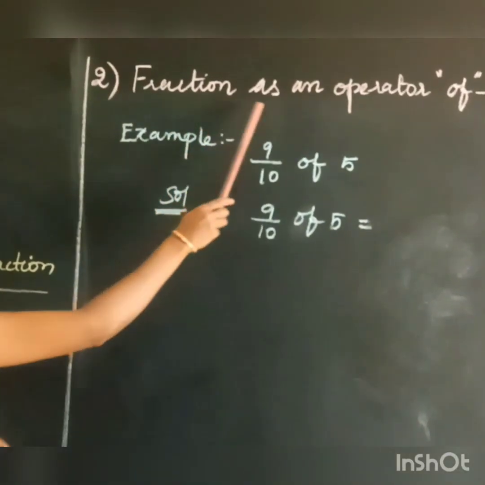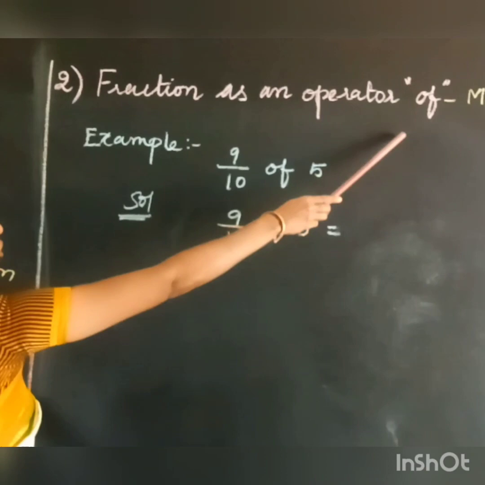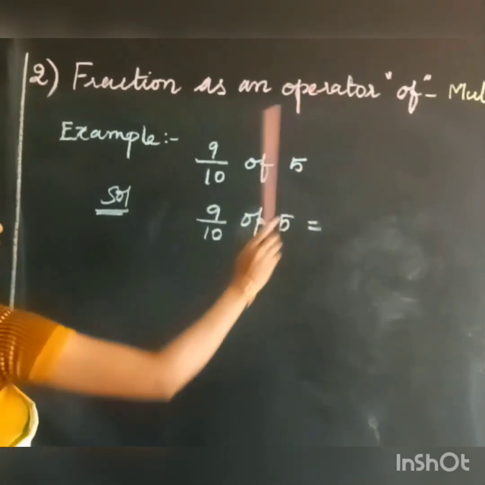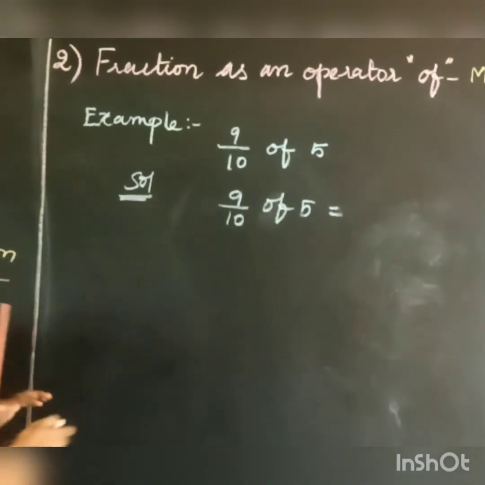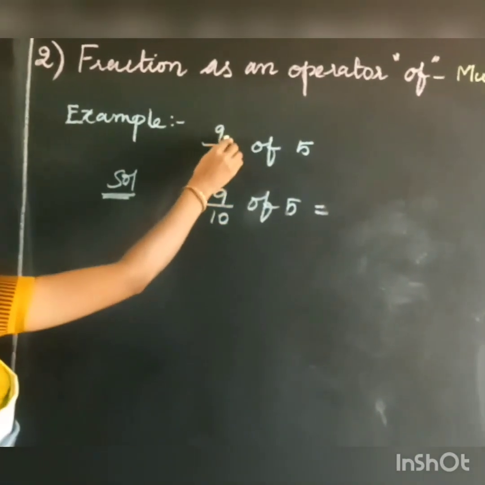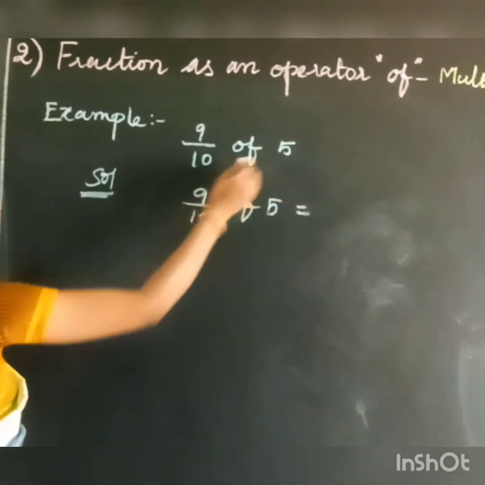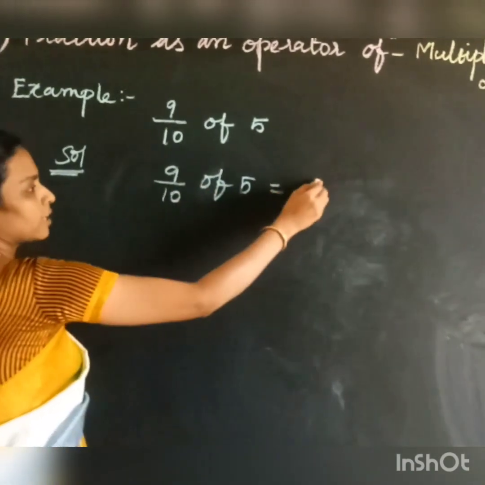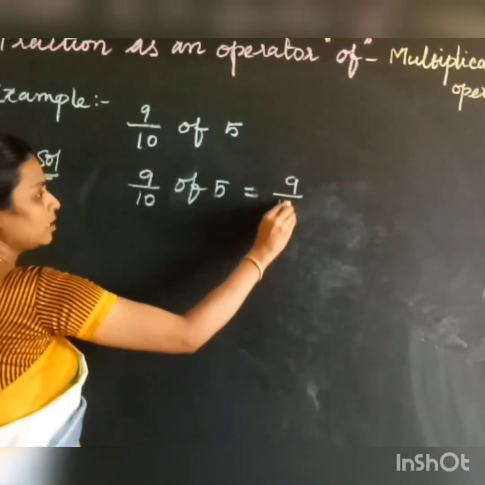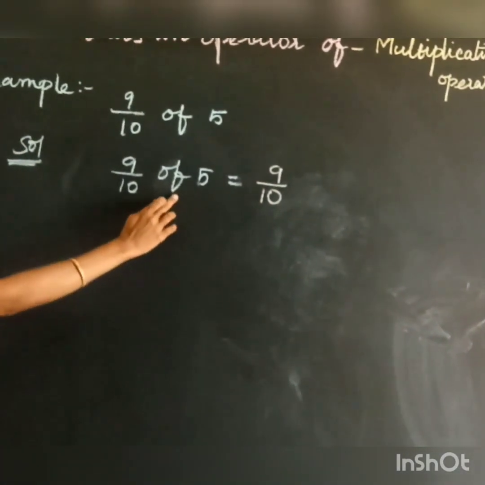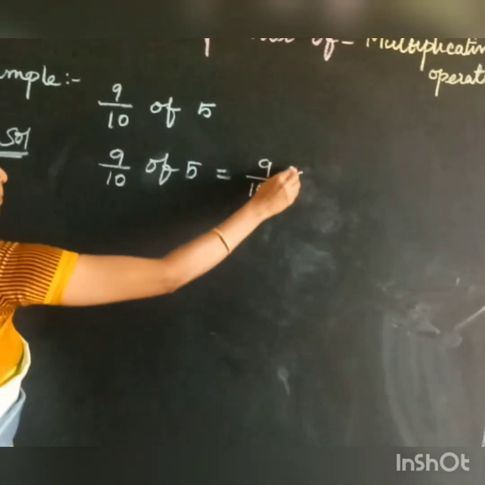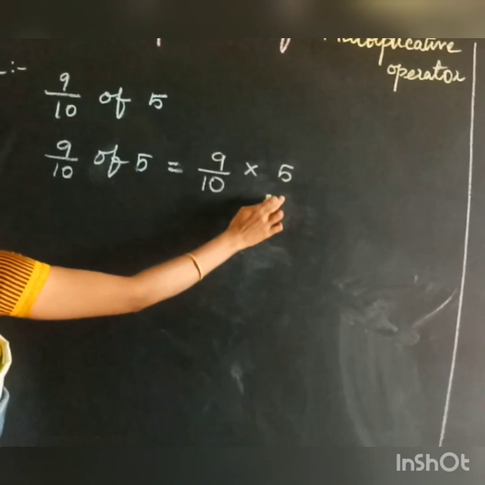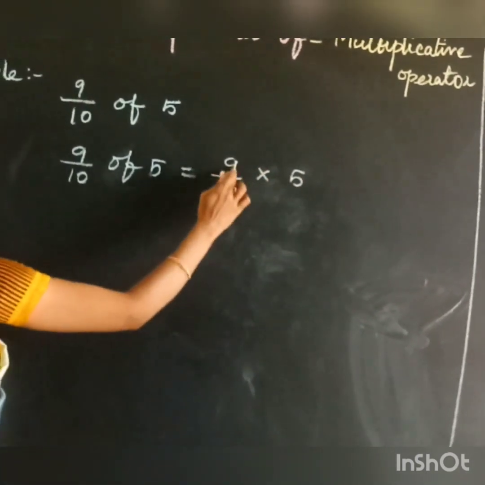Next, see the fraction as an operator of. "Of" represents a multiplicative operator, that is the into symbol. See this example sum: 9 divided by 10 of 5. Let us come to the solution. Write the question and write the fraction first, 9 divided by 10 of, multiplication into 5. Now see, this is the first type, isn't it? Because it is whole number into fraction.